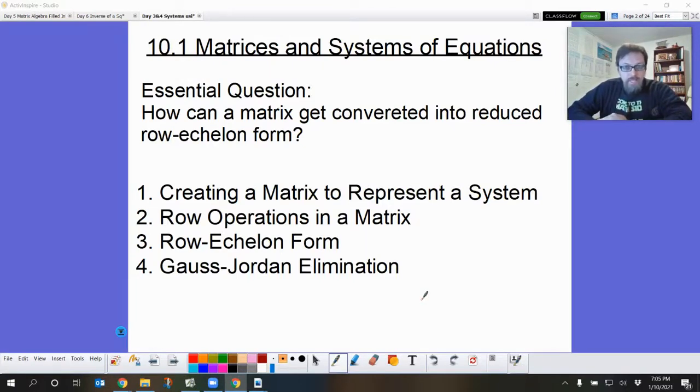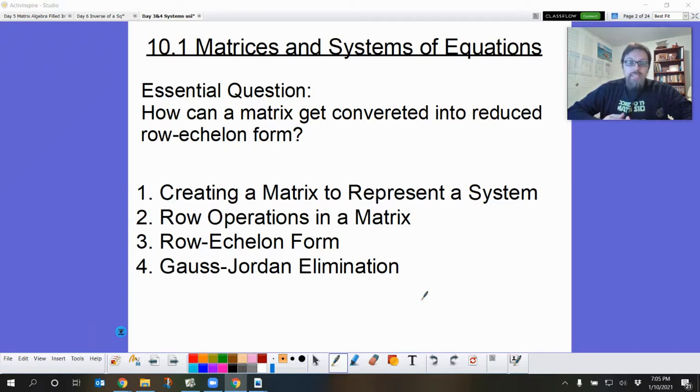We're going to spend a couple days on this section. The idea of Chapter 10 is rather than trying to solve systems using substitution or elimination, we're going to use matrices as a method of helping to organize our information. You can do all of these problems on a calculator. We're going to be doing them by hand.